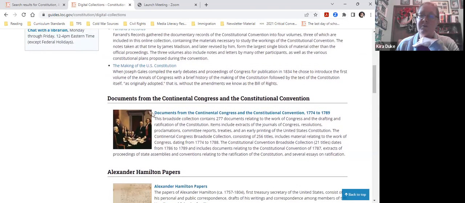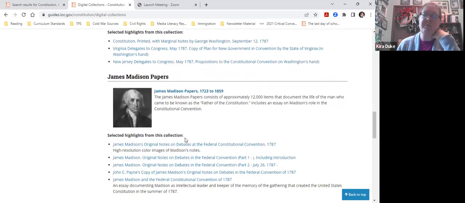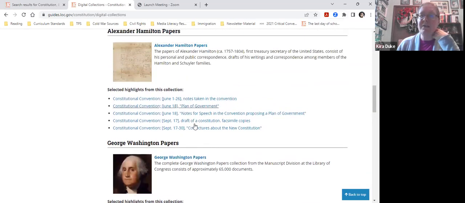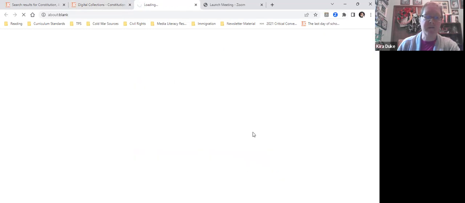There is this collection, which we'll look at shortly, the documents from the Continental Congress and the Constitutional Convention. You'll see the Alexander Hamilton papers, the George Washington papers, the Madison papers. In all of these paper collections, they have highlighted things, and it can be very helpful that they have pulled out specific documents to highlight. Now, the challenge with a lot of these is, have they actually transcribed the handwritten pieces? It is very hit and miss with the Library of Congress. So let's look at a couple of these and see if we can find an example.